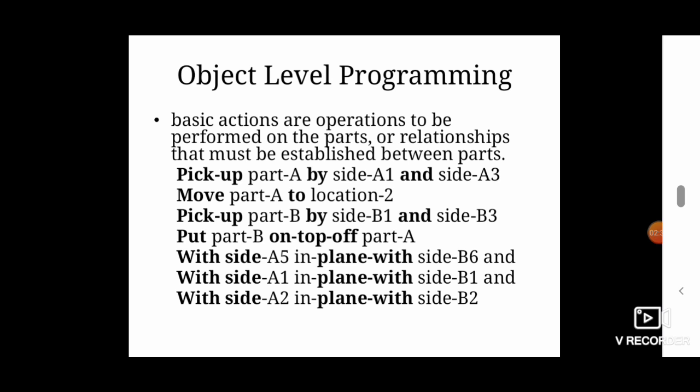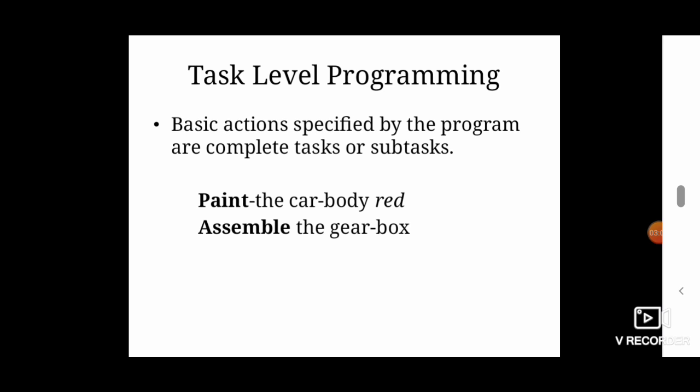Move part A to location 2. Pick part B from sites B1 and B3. Put part B on top of A. It means that here in this programming, part dimension and part size are the main part of the programming. Means the object size, object shape and object movement are the main part of that programming. It's called object level programming.